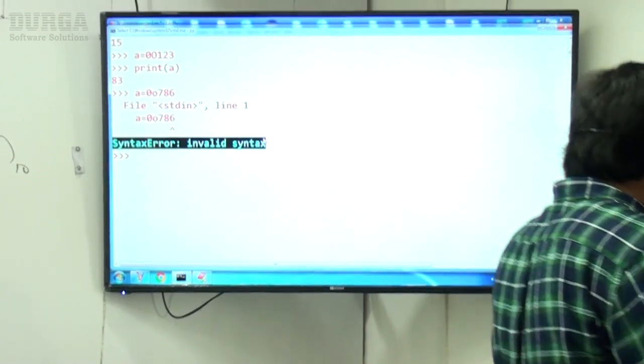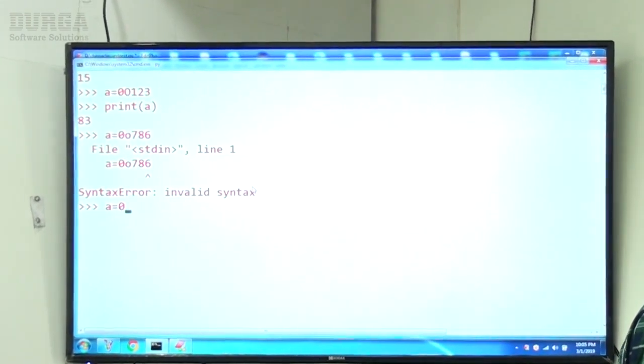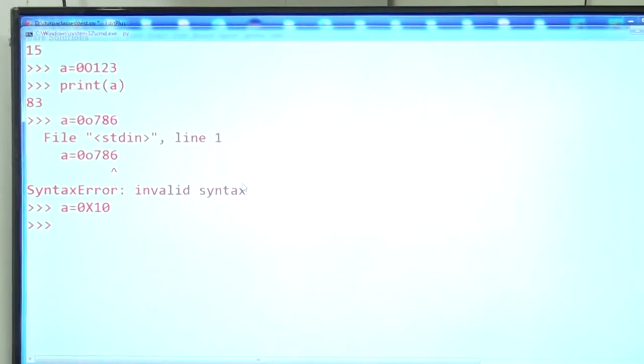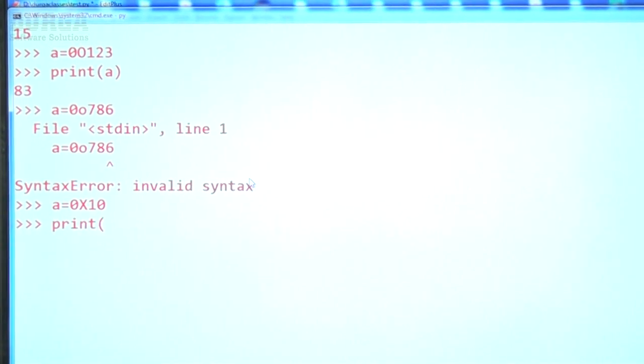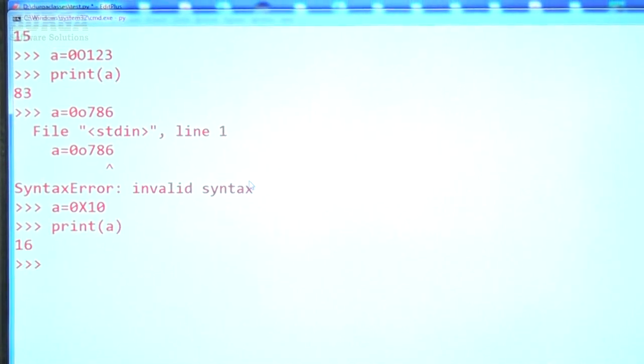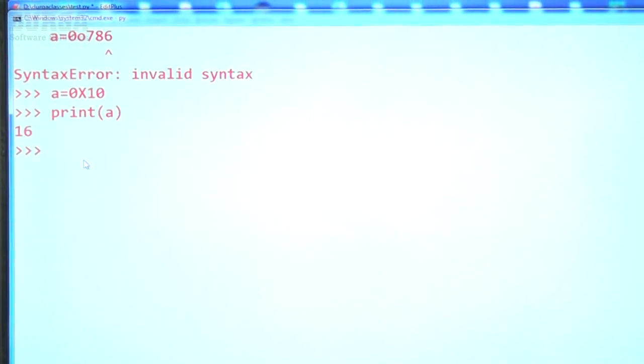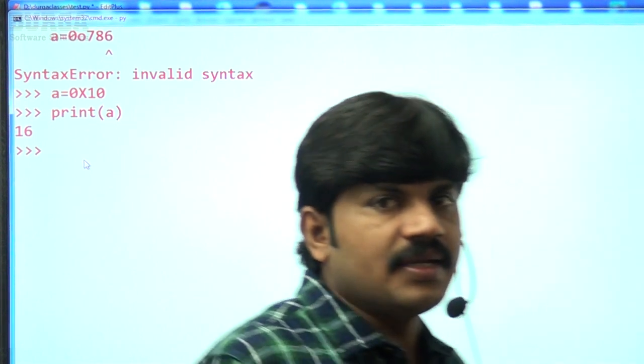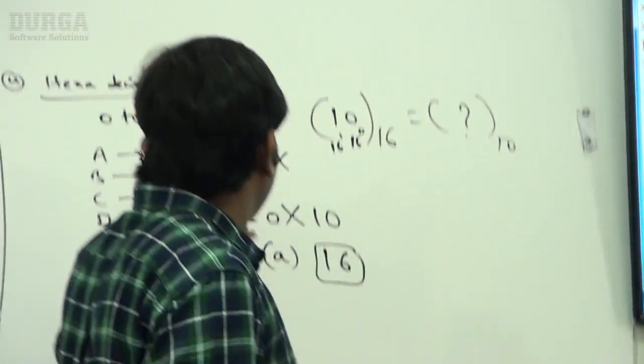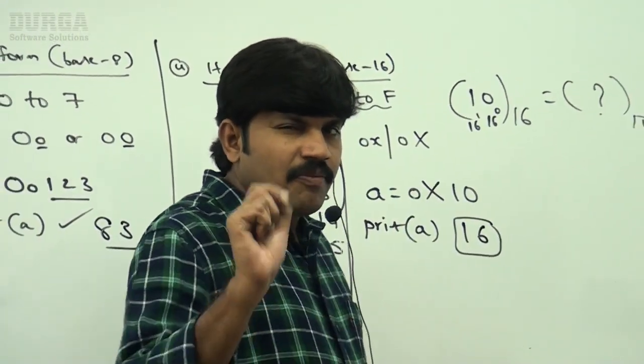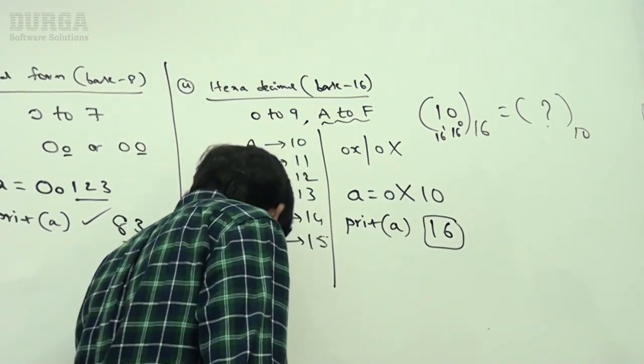A is equal to 0x10. Yes, perfect. Now let me print A, sir. What is the answer? 16 itself is the answer. This is the way you can represent hexadecimal numbers. But here let me go for another small example.